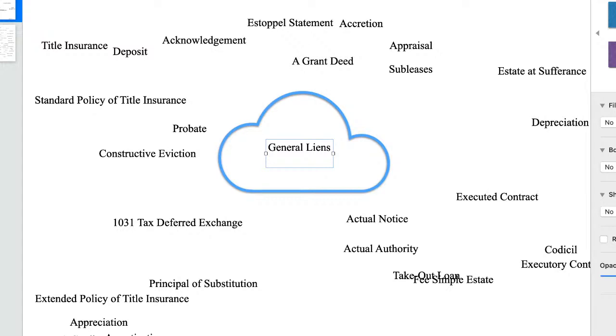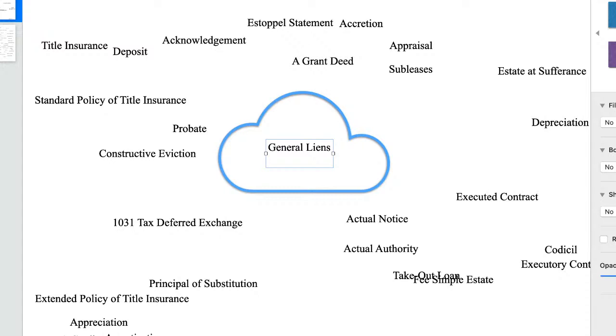A judgment lien would be a good example. Not paying child support will get you a general lien pretty quick. I think that's a type of judgment lien. If you don't pay child support, it goes to the court, so it's a type of judgment lien. And income tax, if you don't pay that, that's a general lien.